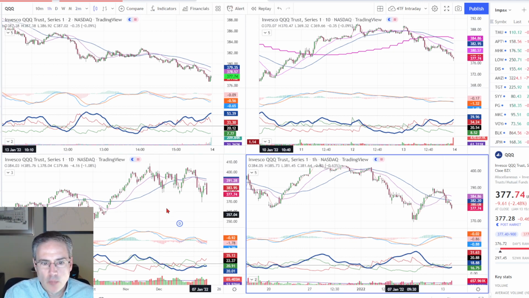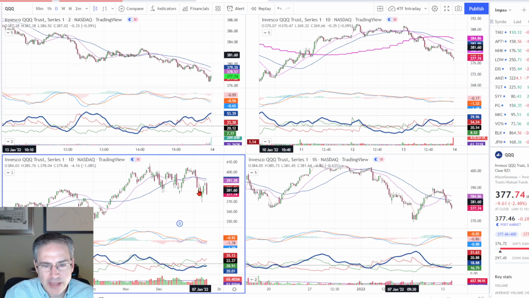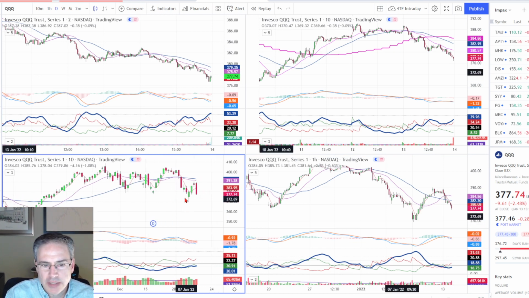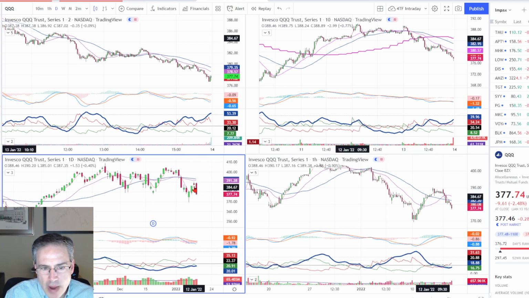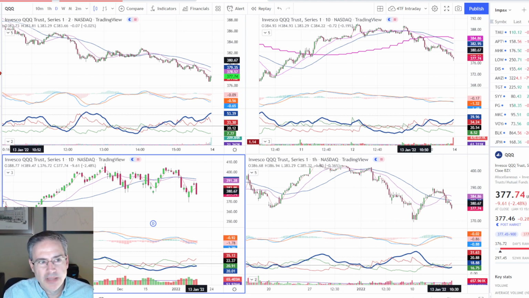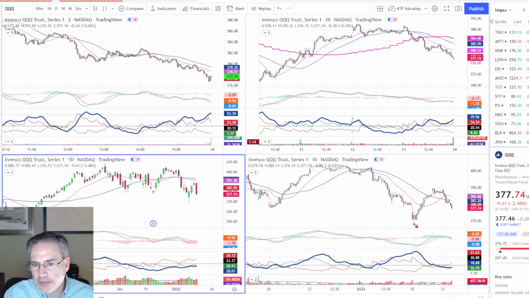And so what I want to show is, now I've got a daily down here in the bottom left, and you see the pinch play. You rallied up, and we had a pinch to the downside after crossing the zero line, and we had negative DI starting to show up. And then look at what happened on the hourly chart.